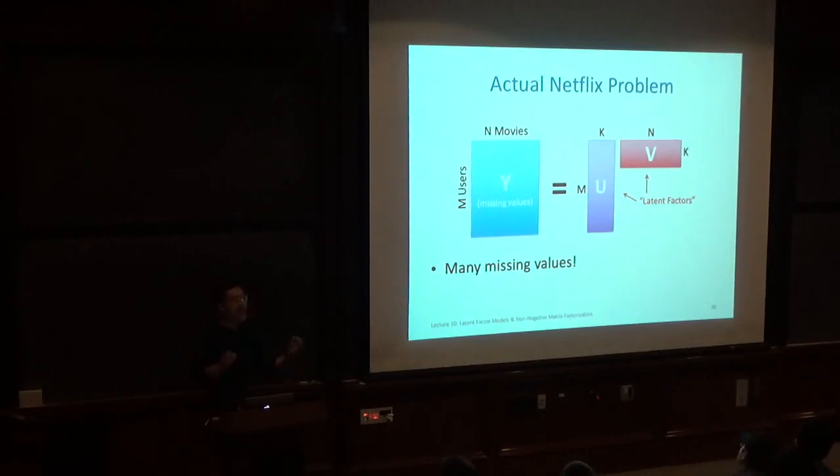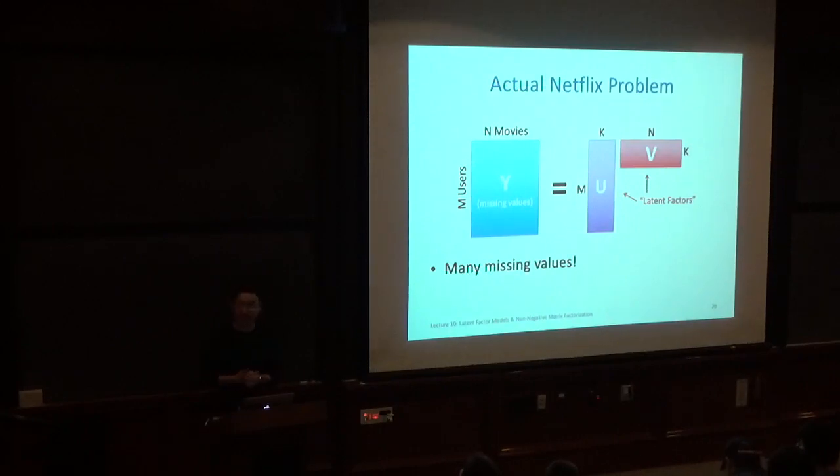Okay, so what is the actual Netflix problem? Why can't we just directly use the SVD? The primary issue is that Y is not a completely filled matrix. Y has missing values. And in fact, the Netflix problem itself is kind of silly in some sense if Y was completely filled out.